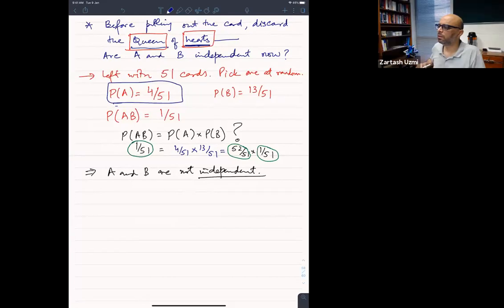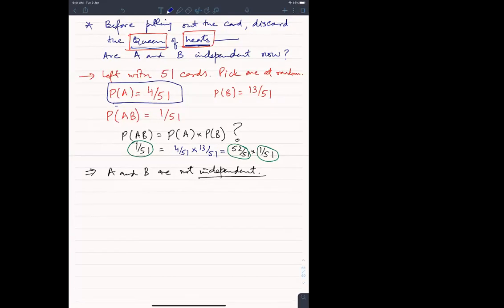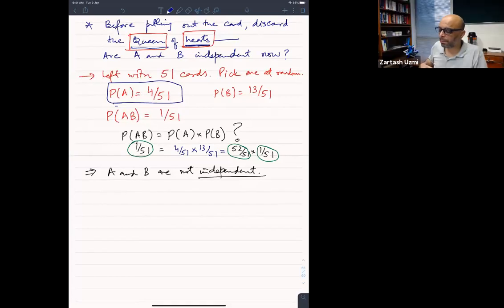Yeah, Aisha? Sir, I wanted to know how did pulling out a card change the independence of A and B? They were dependent before the cards were pulled out, right? They were not dependent. They were independent before, and they became dependent when the card was pulled out. They were independent before. They are dependent now.